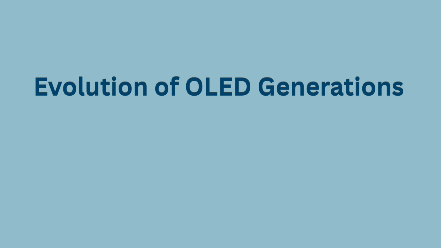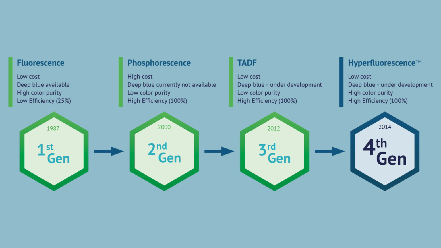Evolution of OLED generations. OLED generations are based on the type of emission mechanism that is used to emit light. The first generation of OLEDs uses fluorescent emitters. The second generation is based on phosphorescence, and the third generation relies on thermally activated delayed fluorescence, TADF, as the light-emitting pathway. The first three generations are subdivided into green, orange-red, and blue emitters, as green OLED emitters were introduced before red, and red before blue.